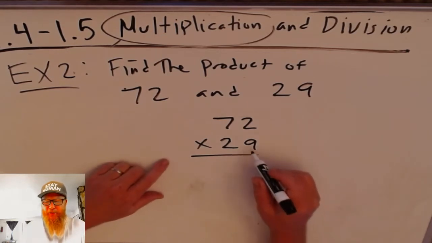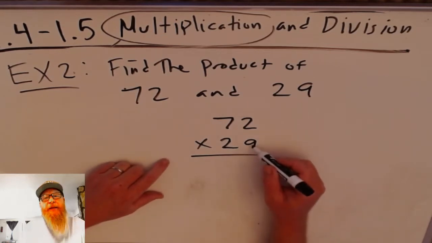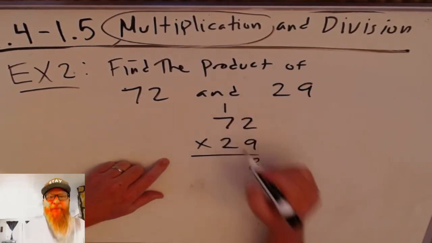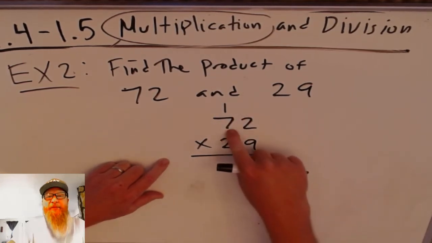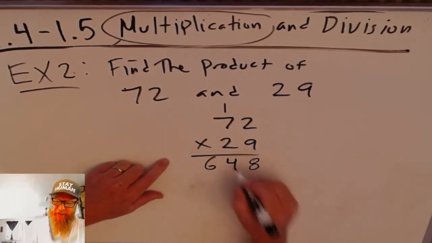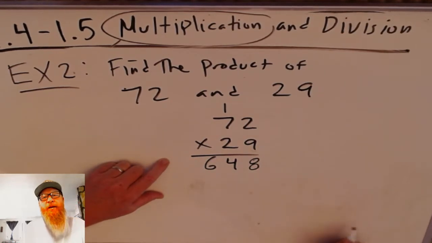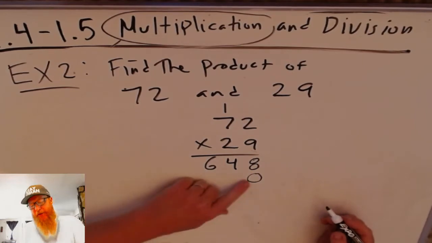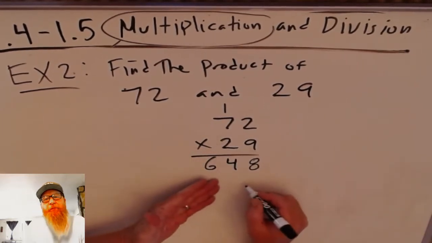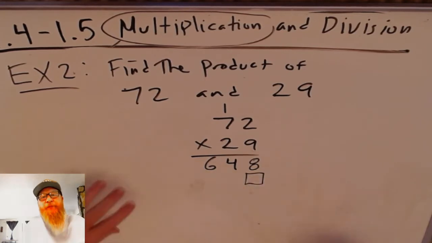So we're going to multiply 9 times 2. That's 18. Carry the 1. 9 times 7, that's 63, plus 1 is 64. You need to put a placeholder. You can either use a 0 or you can just leave a little blank spot right here. It's up to you.